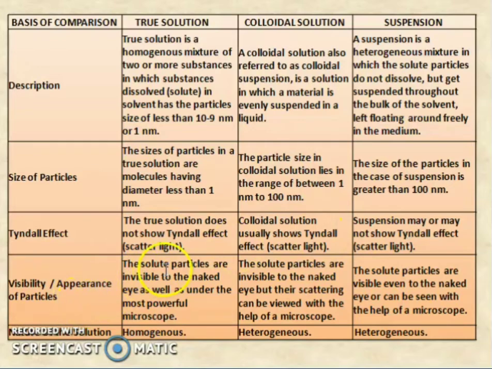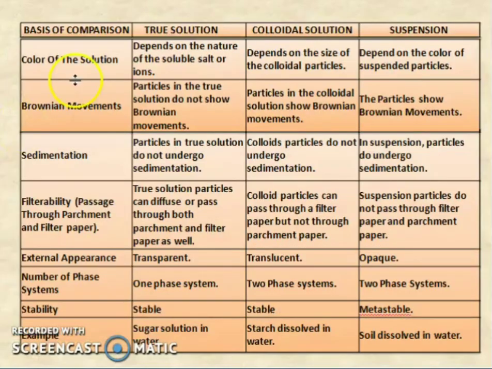Visibility is the appearance of particles. In a true solution, the solid particles are invisible to the naked eye as well as under the most powerful microscope. In a colloidal solution, the solid particles are invisible to the naked eye, but their scattering can be viewed with the help of a microscope. In a suspension, solid particles are visible even to the naked eye and can be seen with the help of a microscope. Nature of the solution: the true solution is homogeneous, the colloidal is heterogeneous, and the suspension is also heterogeneous. Next, color of the solution: it depends upon the nature of the soluble salt or ion, on the size of colloidal particles, and on the color of the suspension particles.